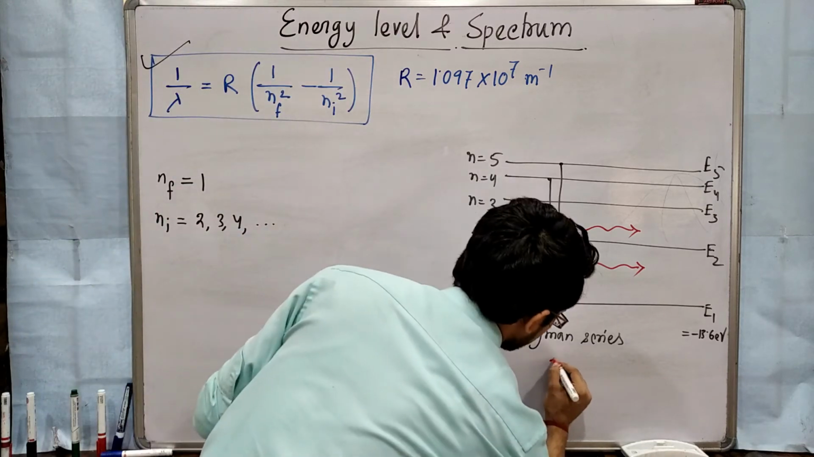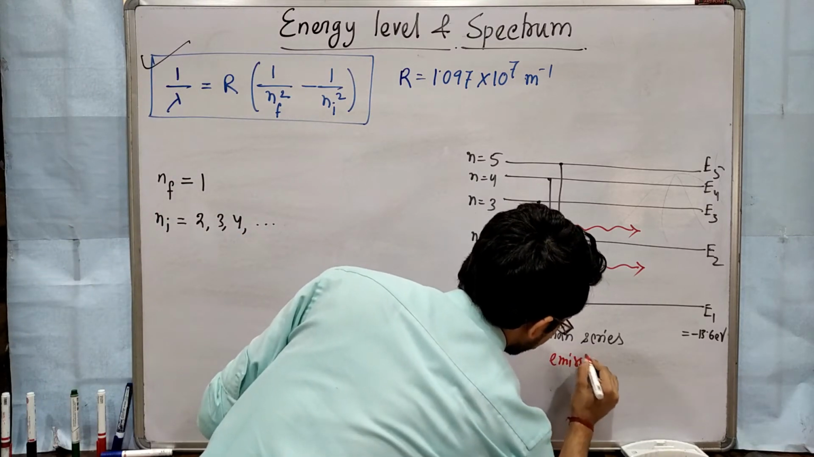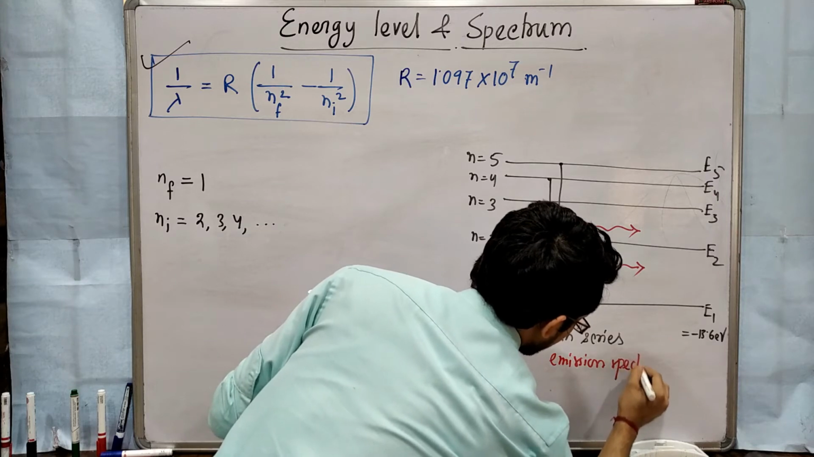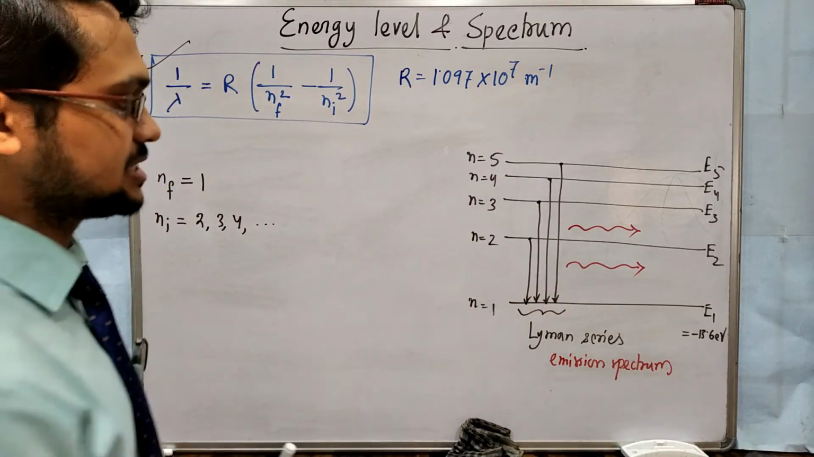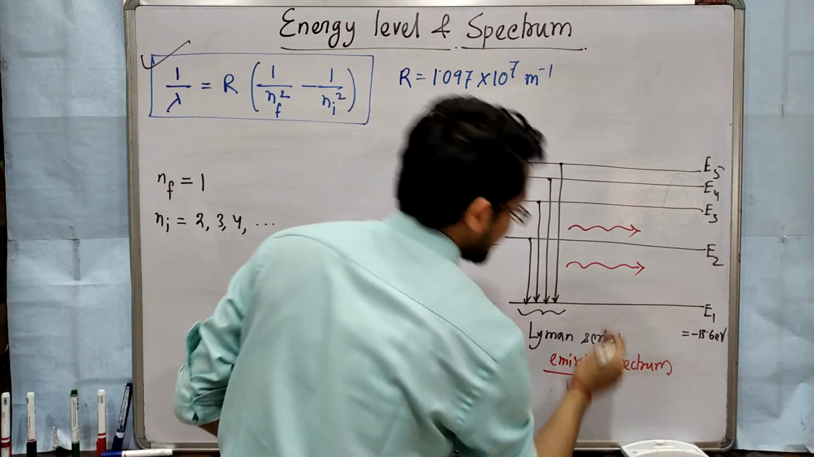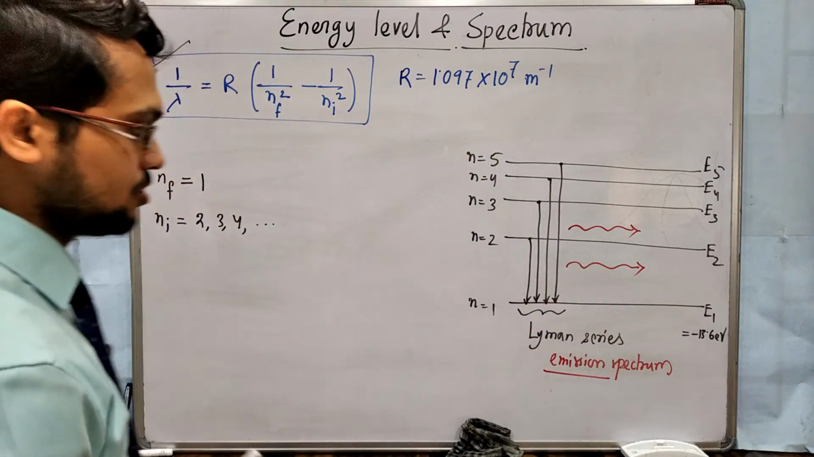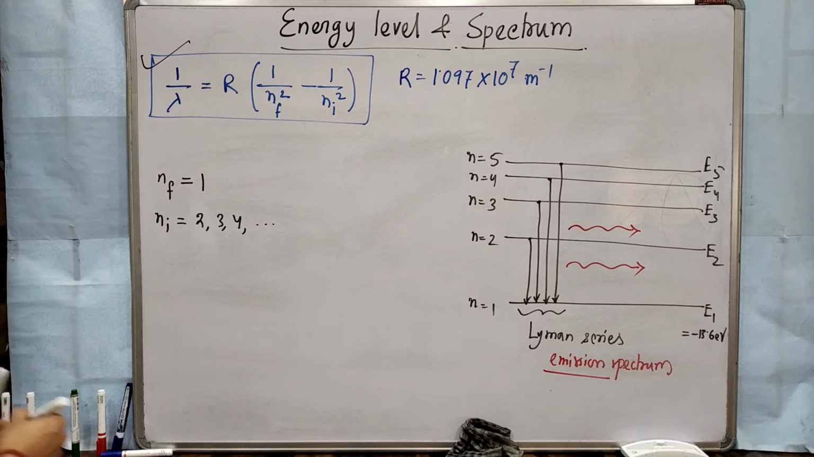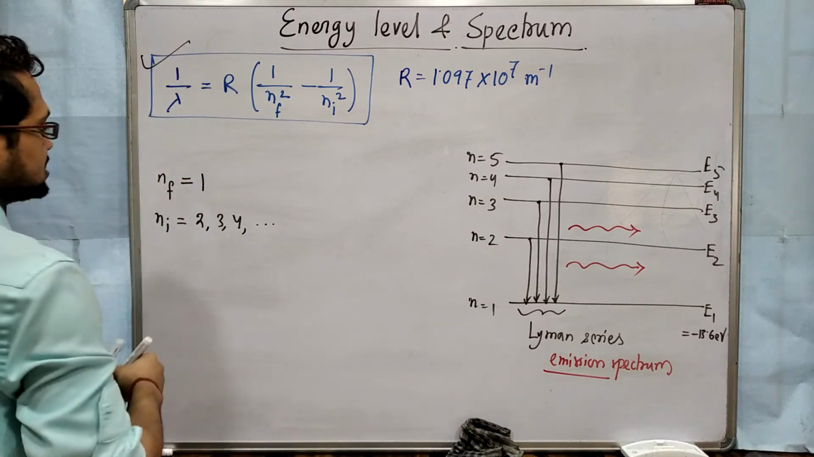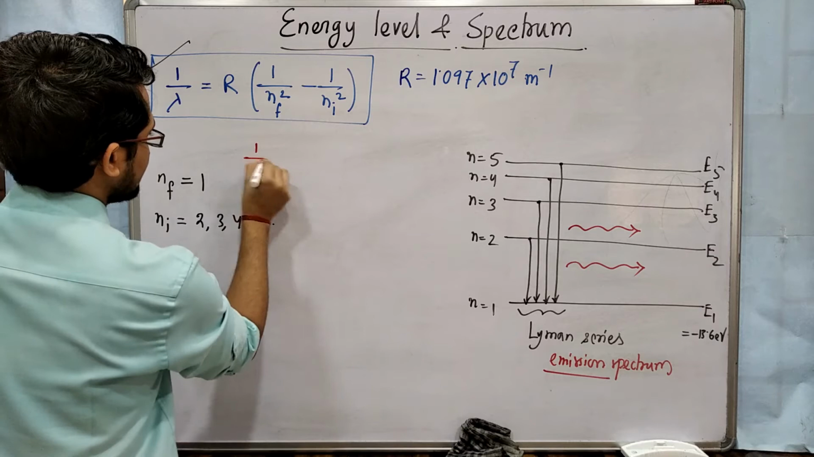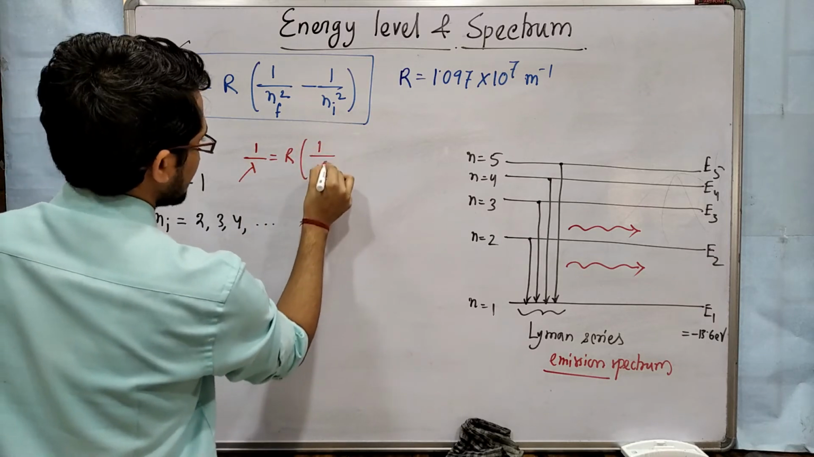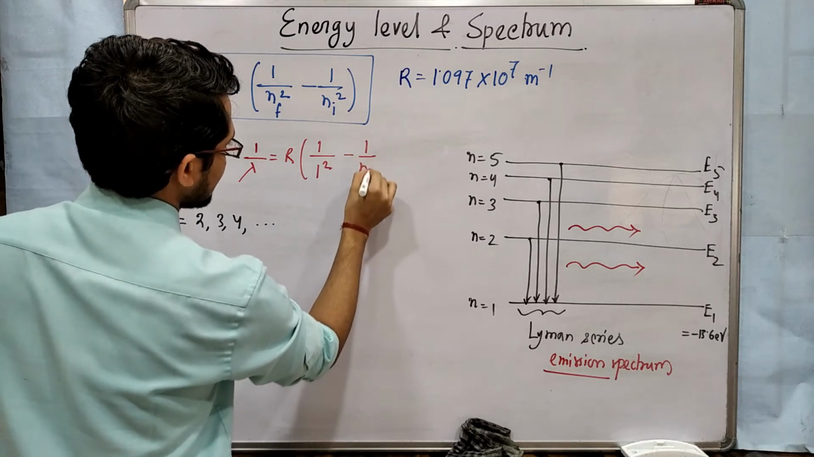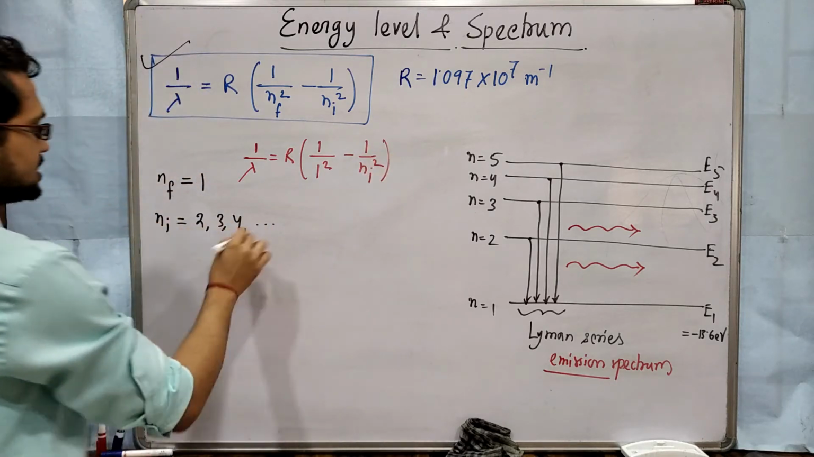So the Lyman emission spectrum. Suppose you are asked to draw the Lyman emission spectrum, then in this way you will draw. Here nf equal to 1. So if we use this formula, we will get 1 by lambda equal to R into 1 by 1 square minus 1 by ni square, where ni equal to this.